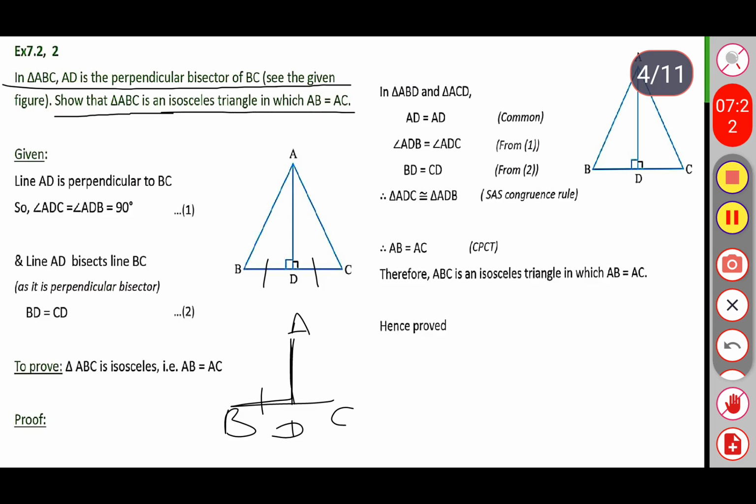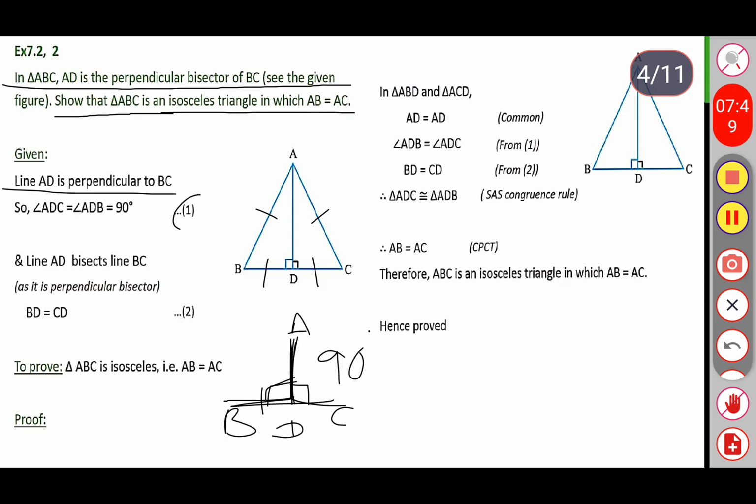What do we need to prove here? These two sides, AB is equal to AC, right? So line AD is perpendicular to BC. If it is perpendicular and a bisector, it means angle ADC and angle ADB, each angle is 90 degrees.